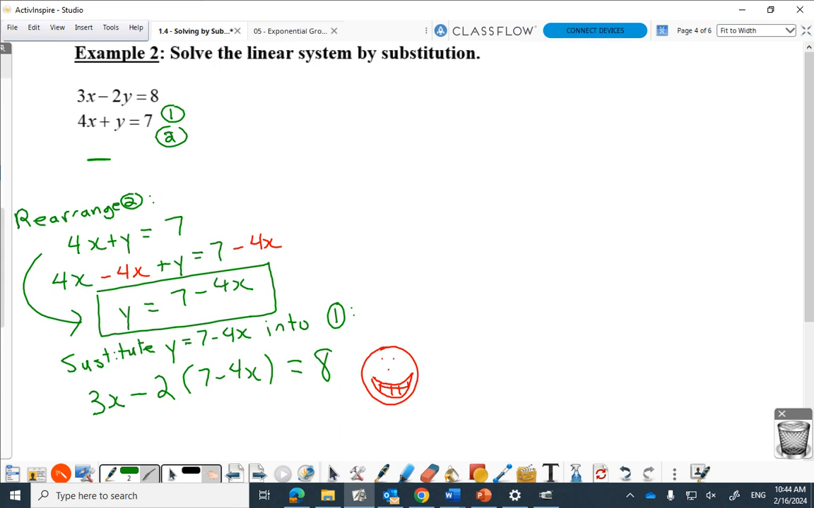I'm going to expand out the brackets. I'm going to multiply this negative 2 in. I get negative 14 plus 8x equals 8, not 7.